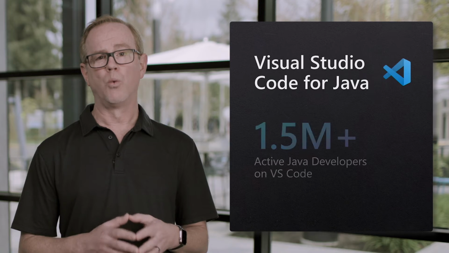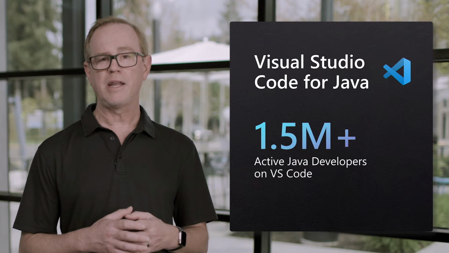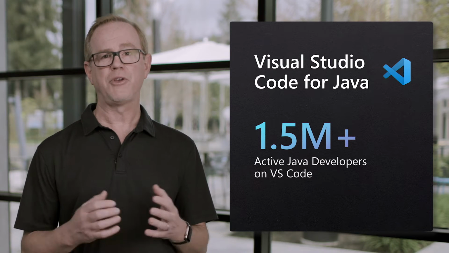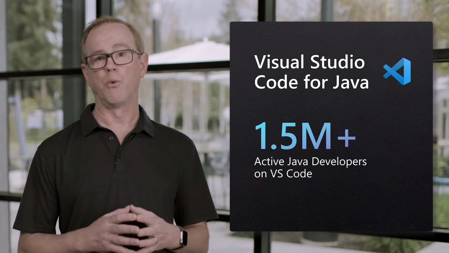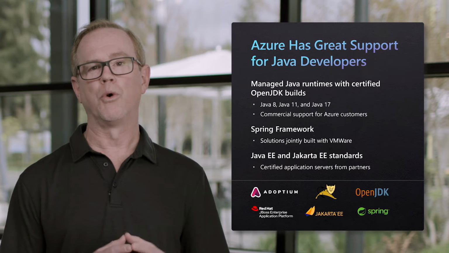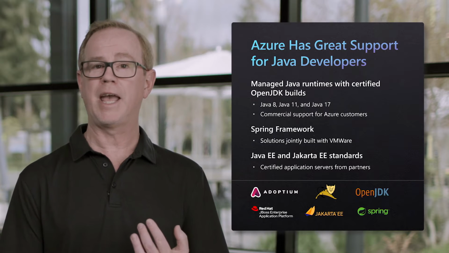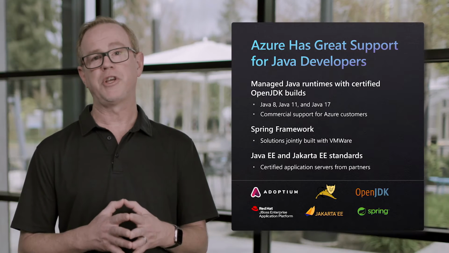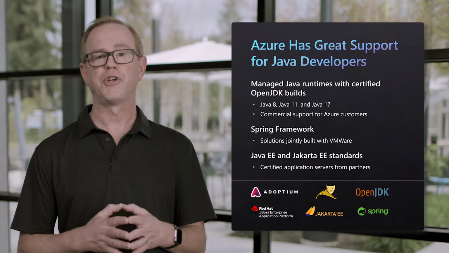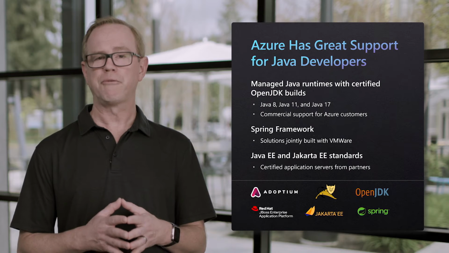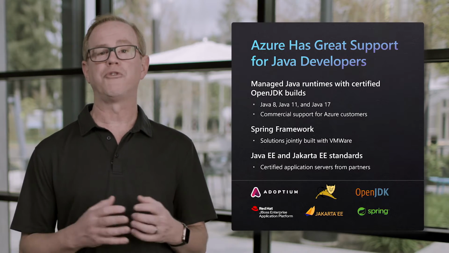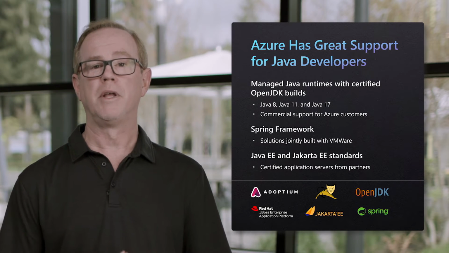Visual Studio Code has 1.5 million active Java developers using it today. And I have to thank my partners like Red Hat, who helped build the amazing plugins for Java for Visual Studio Code. Azure has tons of great support for Java developers. Number one, we have our OpenJDK, fully supported across all of our services. You can see here we have Java 8, Java 11, Java 17. I mentioned earlier the Spring framework. We contribute to that, and we have a service for that. And then, of course, we support all the open standards like Jakarta EE and so on.